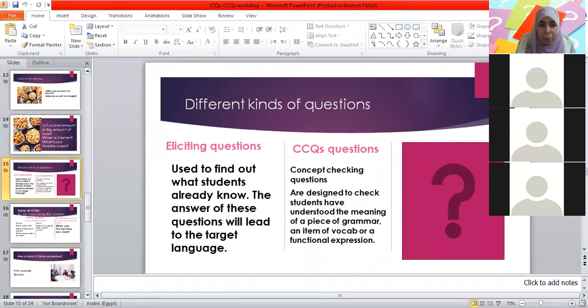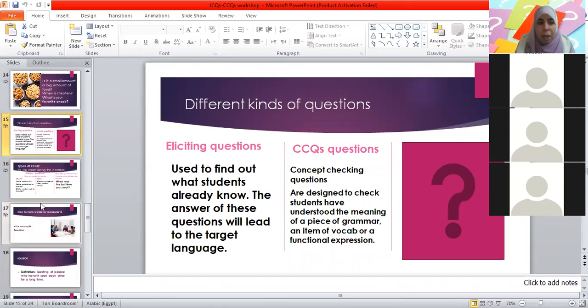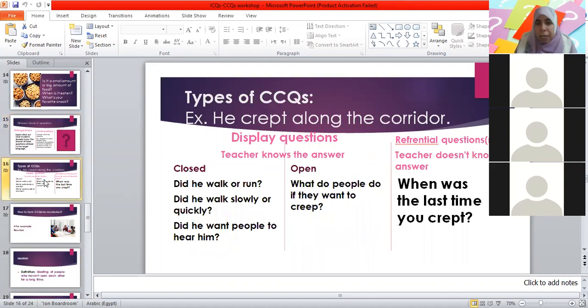Okay, I think it will be clear enough after we have some examples. But before examples, I'd like to show you some kinds of CCQs. He crept along the corridor. Here I have a sentence that has the verb crept. Crept is the past form of the verb creep. Try to guess if you don't know the meaning of this verb. He crept along the corridor. I'd like to ask you CCQs to check that you understand the meaning of this verb.